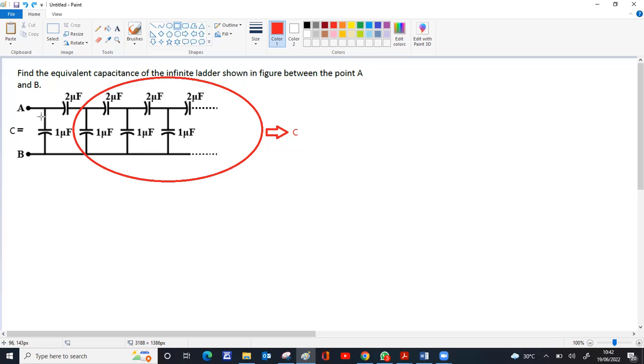So 1 microfarad, 2 microfarad, and between these removed points, the total capacitance can be C. So that removed part is again C. We removed 1, 2, the rest will be infinity. That full network of capacitors can be replaced by a single capacitance, which will be again equal to C, even if you remove one set of repeated capacitors. That's the concept.